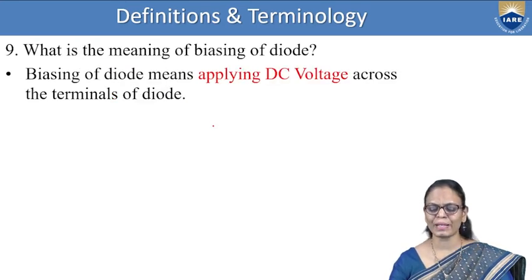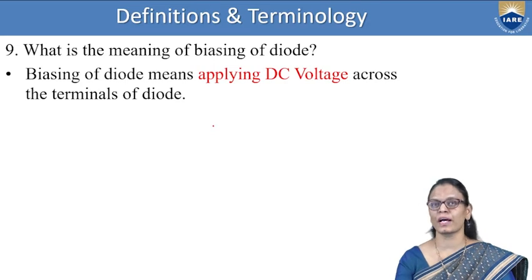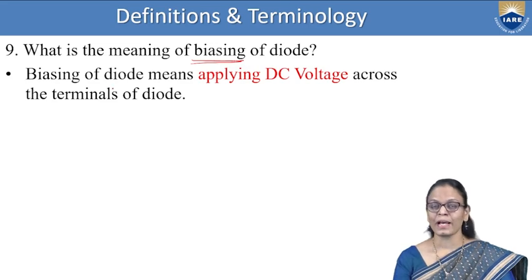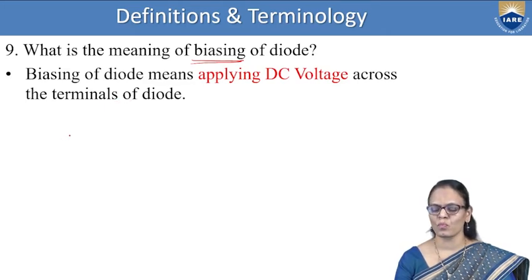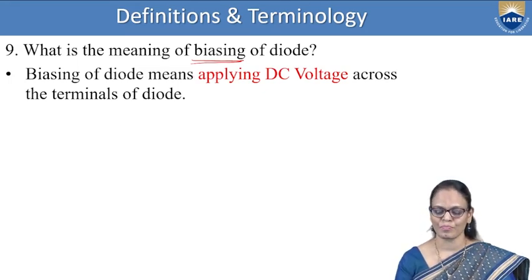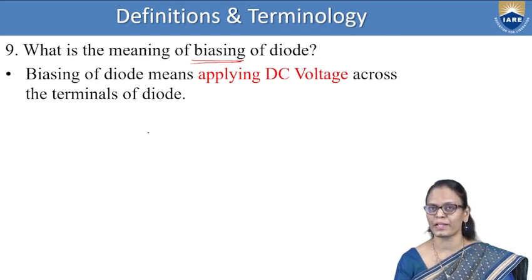Now, what is the meaning of biasing of a diode? What is biasing? Biasing of a diode means applying DC voltage across the terminals of a diode. What is biasing and why do we need it? We are going to understand that here, and also what the types are. Biasing means applying DC voltage. How do we apply it?